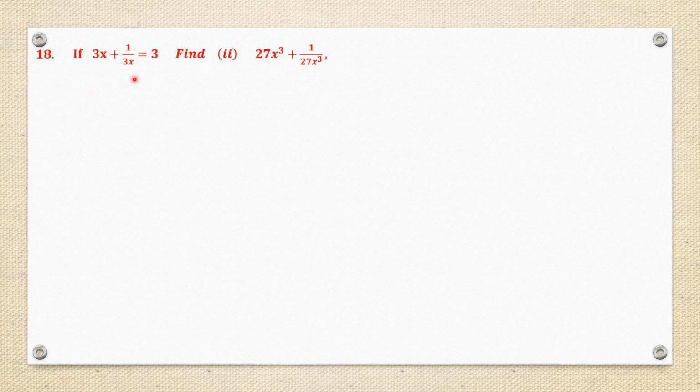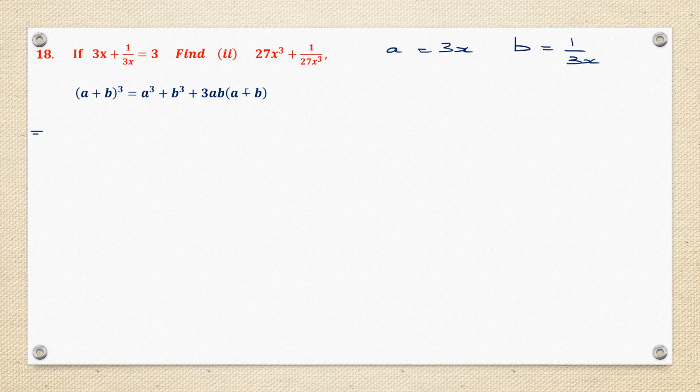If 3x plus 1 by 3x is 3, find, this is the second part, 27x cubed plus 1 by 27x cubed. Since it is cube, we are going to apply the cube formula. That is a plus b the whole cube is equal to a cube plus b cube plus 3ab into a plus b. Here a will be the first term, which is 3x, and b will be the second term, which is 1 by 3x.